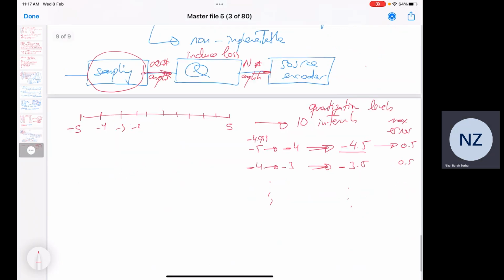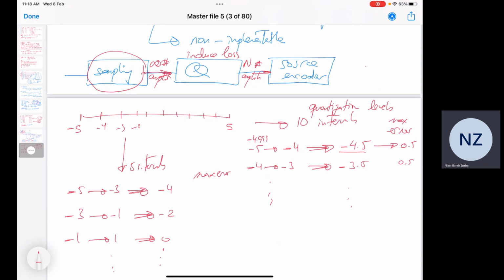I can do it another way. Let's say 5 intervals only. From -5 to -3, I will approximate to -4. From -3 to -1, I will approximate to -2. From -1 to 1, I will approximate to 0. And so on. How much is the maximum error here? Here I could be unlucky. This is -4.9999, which is approximated to -4. So here it is 1, 1, 1.